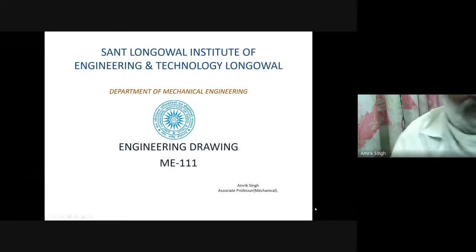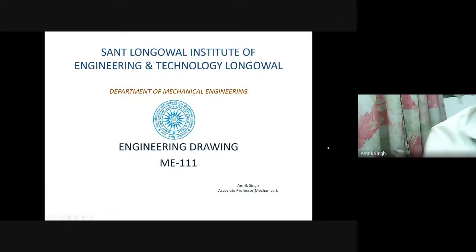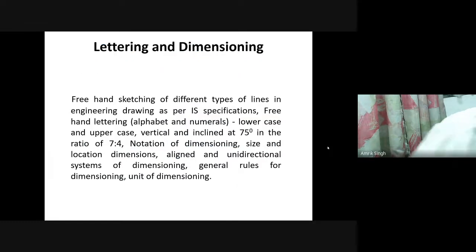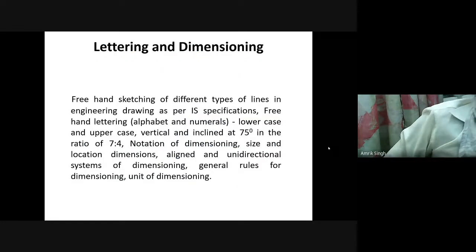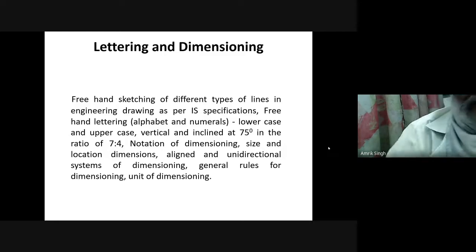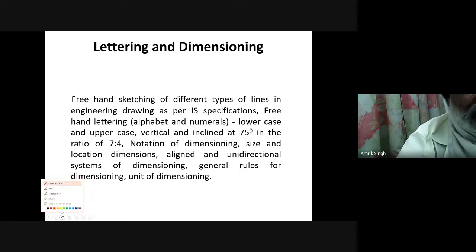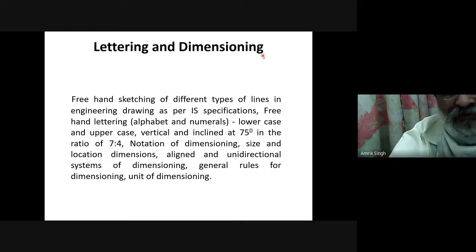So, good morning. We will be discussing more aspects of engineering drawing, lecture 2. This is one of the topics: lettering and dimensioning. It is an important aspect, how to write. Lettering is how to write, and dimensioning is how to dimension a project.